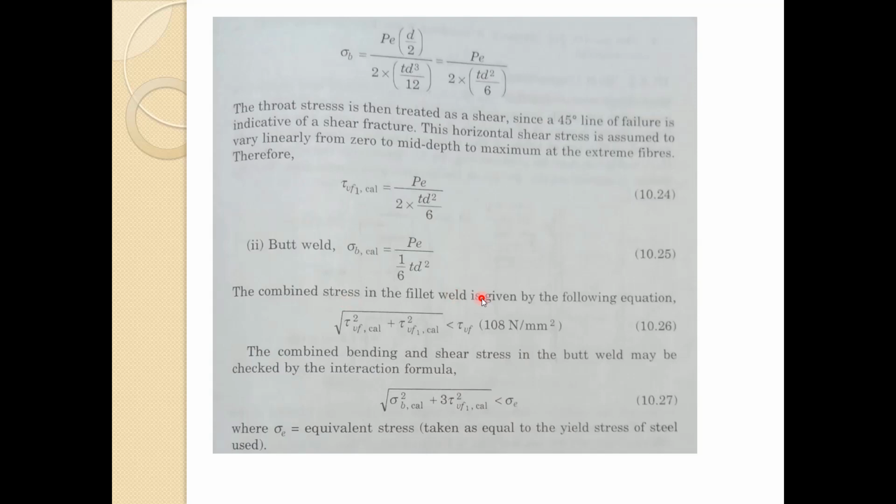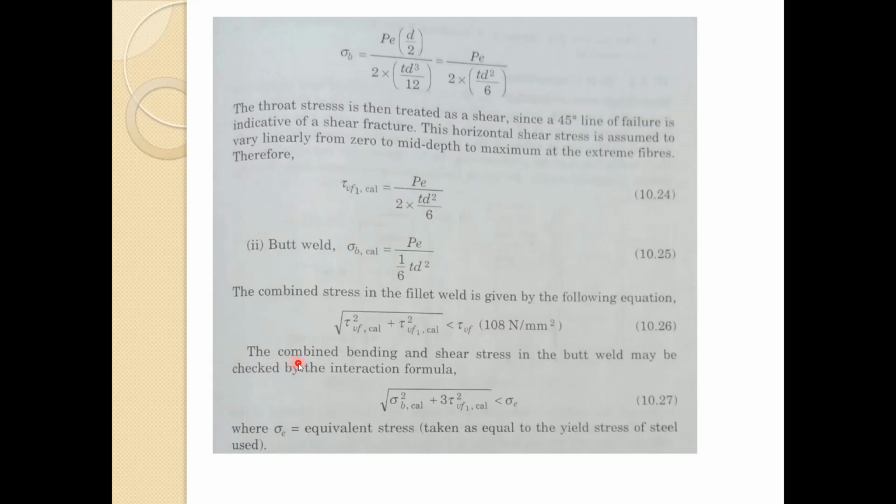So the combined stresses in the fillet weld are given by the following equation, that is tau vf1 square plus tau vf square plus tau vf1 square should be lesser than tau vf, that is 108 newton per mm square. This is because, in case of the fillet weld, these two are the shear stresses, so that's why we are doing this.